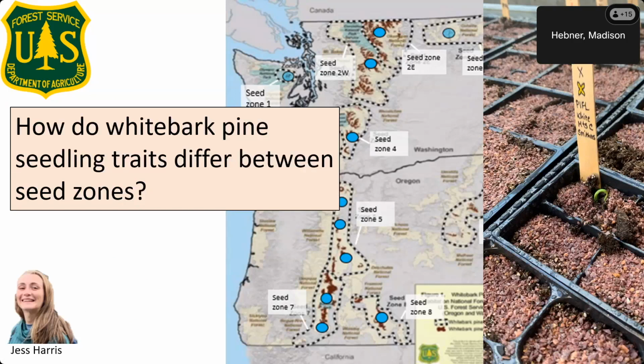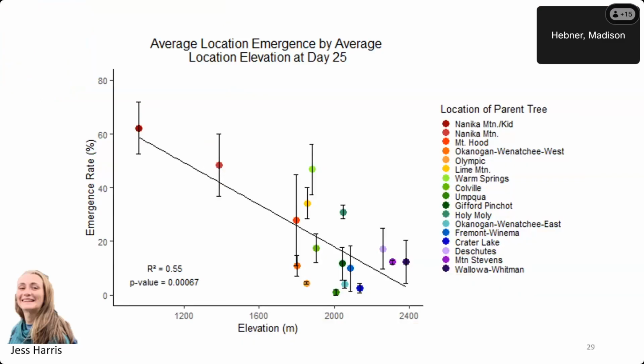One of the traits that she measured was emergence, the percent of seeds that emerge, which I'm showing here. And some preliminary data that we just talked about a couple of days ago that I was excited to share is this plot of elevation, and each dot is a location from where we obtained seeds of whitebark pine, and then emergence rate and percent on the y-axis. We find an interesting negative relationship between elevation and this emergence rate. So higher emergence from seeds sourced from lower elevations. So exciting preliminary data that we're still chomping on right now.